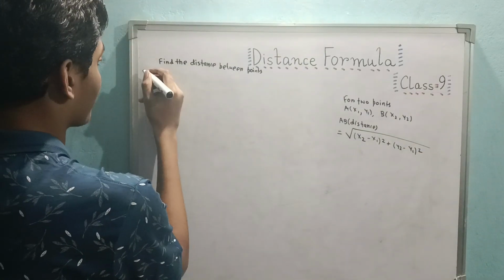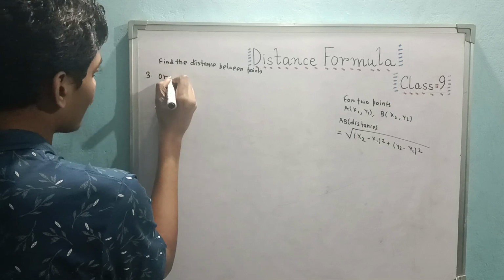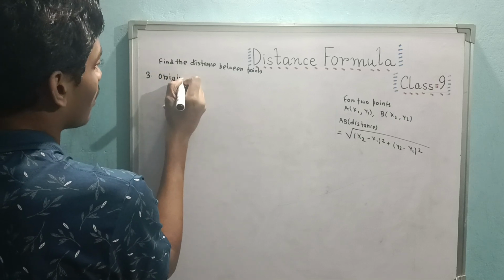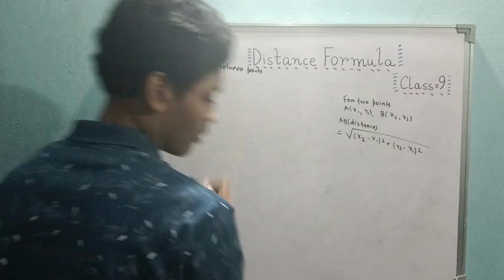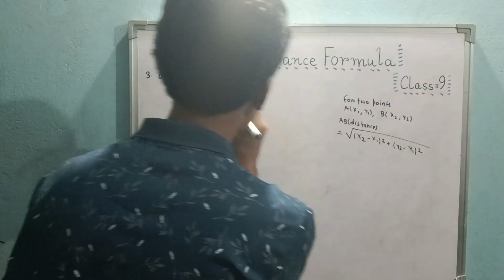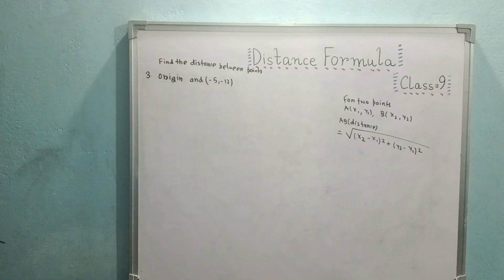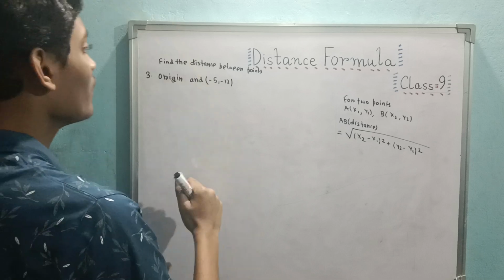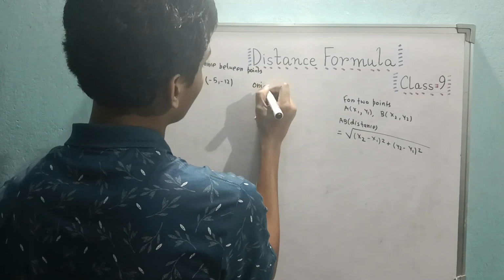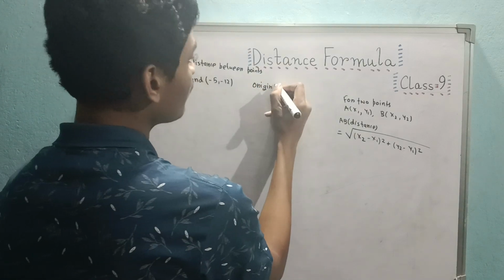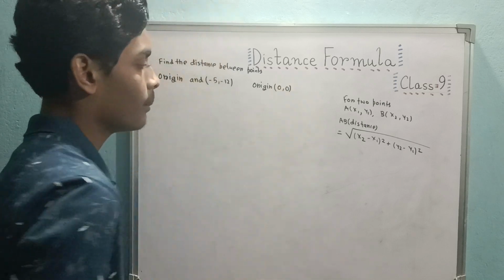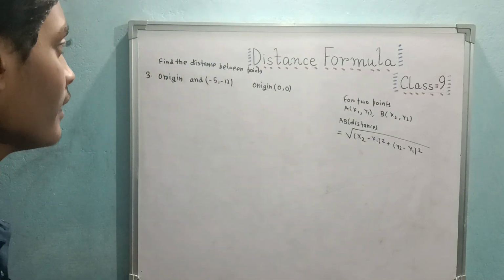Now this is something interesting. Origin and minus 5 comma minus 12. So wait. I will be telling what is this origin, where is x1, where is y1, who stole them? No one stole them, my dear. Origin. In the Cartesian system, origin is 0 comma 0. Okay, means everything that's happening is happening from this point.